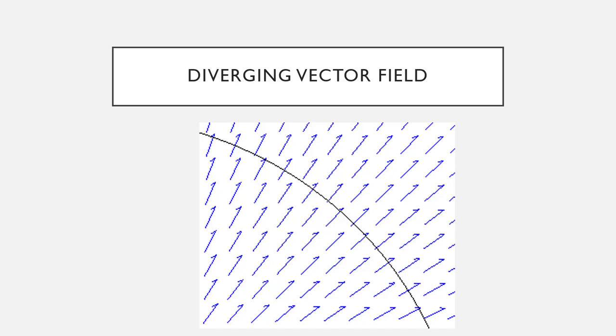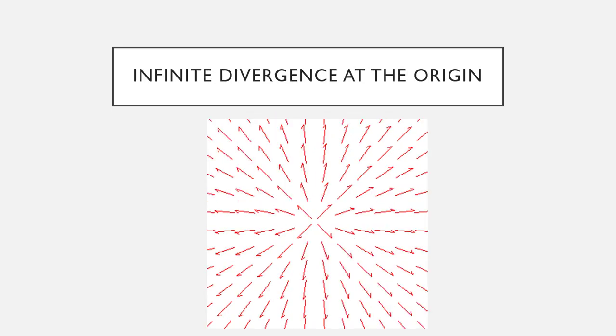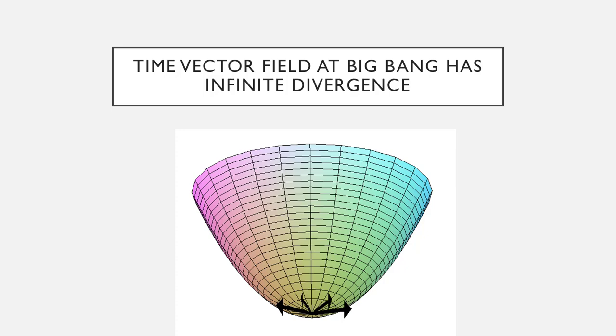Diverging vector fields are vector fields where the arrows get further and further apart, whereas a converging vector field has the arrows coming together, converging towards each other. This is an example of a vector field that has infinite divergence at the center point. The vectors cannot be extended back any further than the origin. And that's exactly what is happening at the Big Bang.